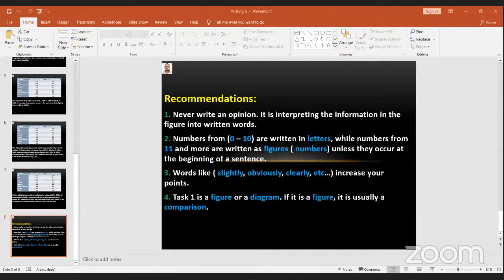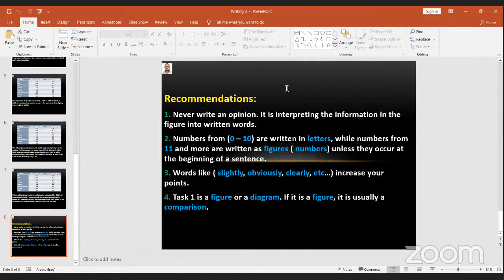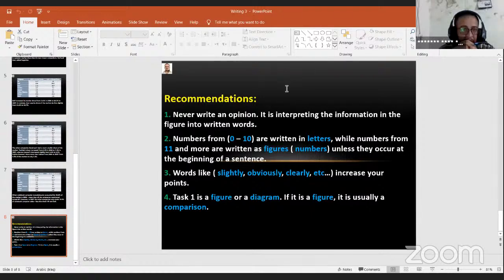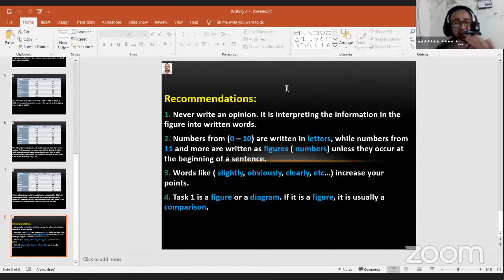Point number 2, numbers from 0 to 10 are written in letters. We mentioned that unless they occur at the beginning of a sentence. If I need to write 2006 at the beginning of a sentence, do I write it as a letter or a figure? Mr. Haidar Fadl, let me interrupt you here. If you write it at the beginning of a sentence, you need to write it as letters, as words.